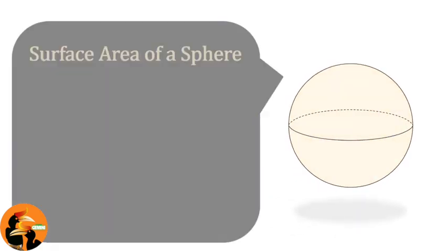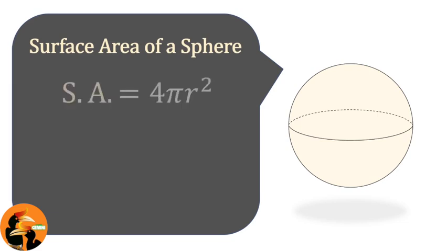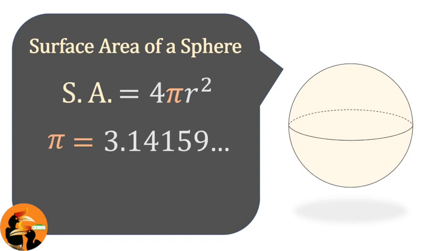In order to calculate the surface area of a sphere, we need to use this formula, 4 times pi times r squared. Notice that we have pi in our equation. Pi is just a constant number that equals 3.14159 and so on. But for the purposes of this lesson, we'll round pi to 3.14 to keep things simple.